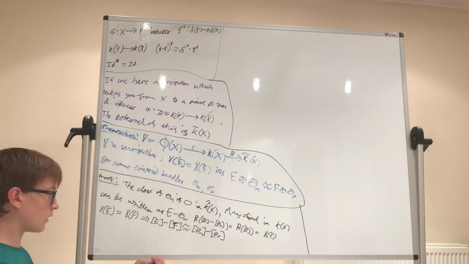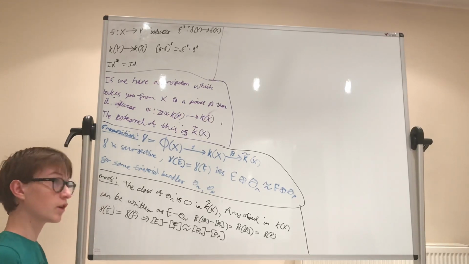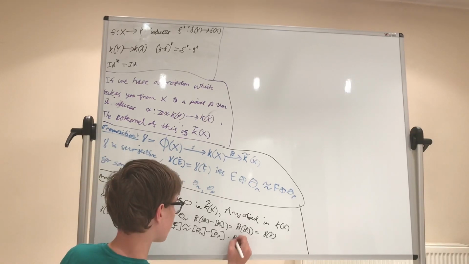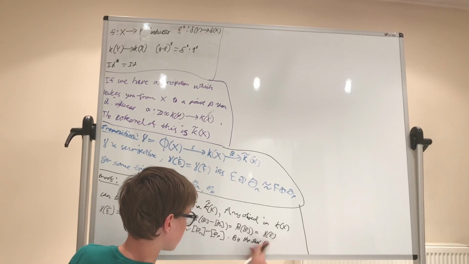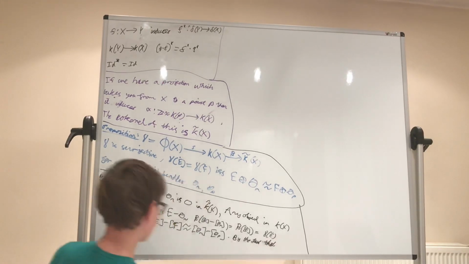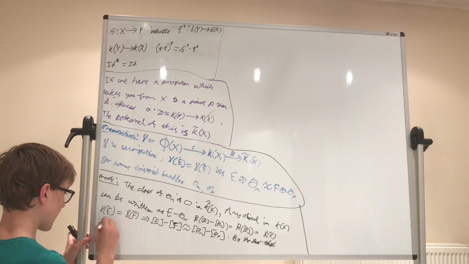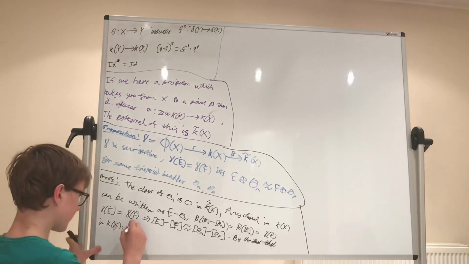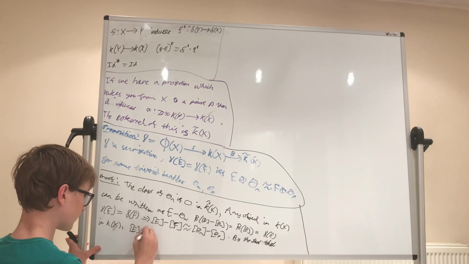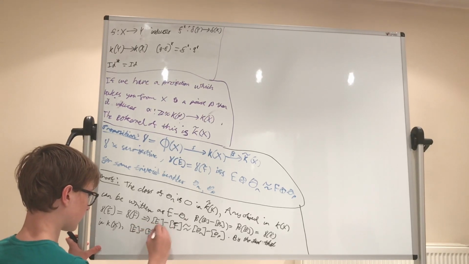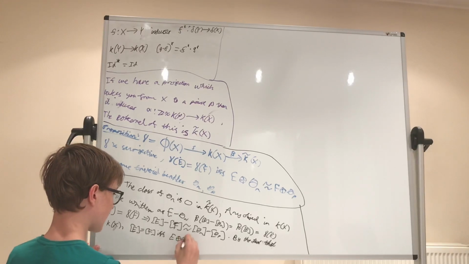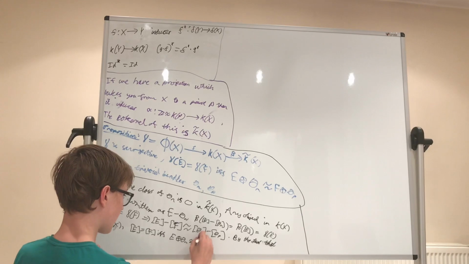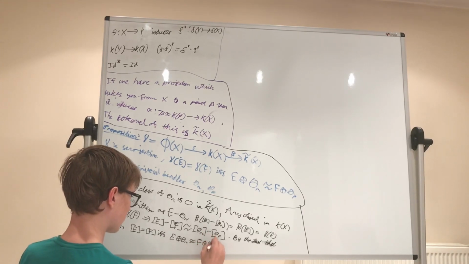Now, by this fact, which I'm again going to take for granted, in K of X, the class of E is equal to the class of F if and only if E Whitney sum theta n is isomorphic to F Whitney sum theta p.